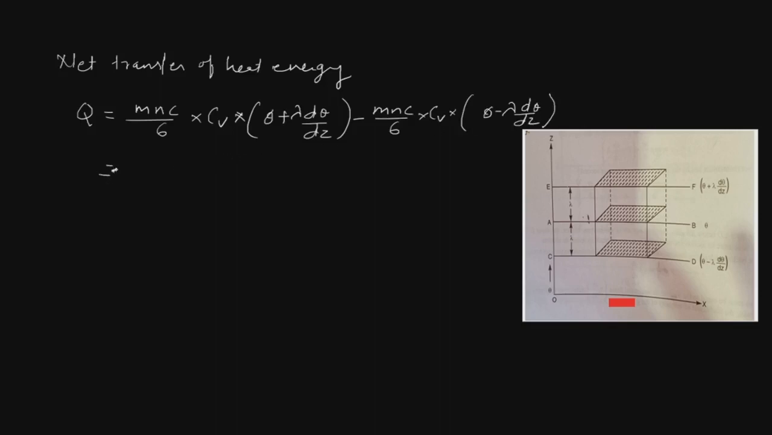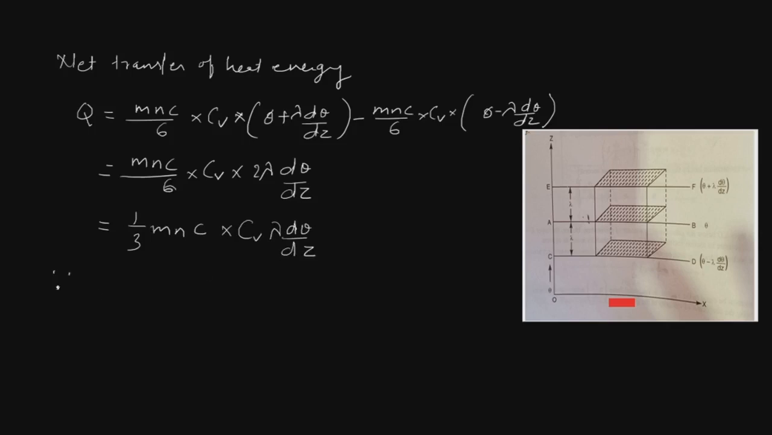So when you solve this, you will get m into N into C divided by 6, the constant terms, taken out, Cv into 2 lambda d theta by dz. So mNC by 6 and Cv are constant, and you have to subtract this bracket and this bracket, and theta and theta will get cancelled, these two terms will get added, and we have 2 lambda d theta by dz, and we can write this as equal to 1 by 3 m into N into C into Cv lambda d theta by dz.